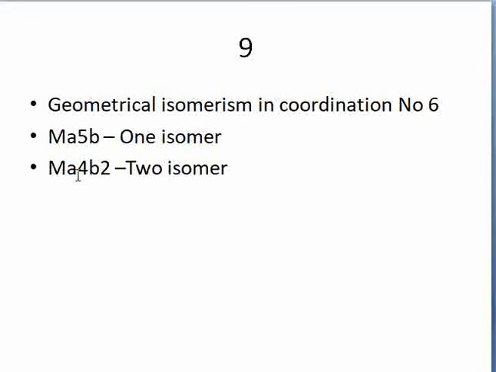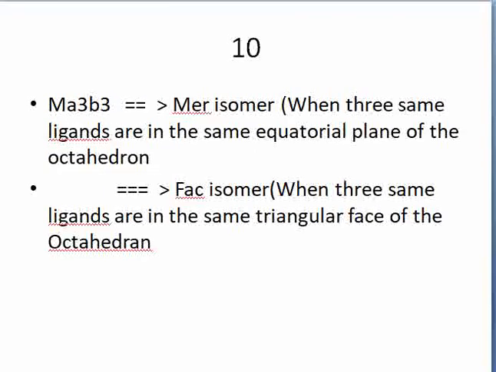Four A types, one type of isomer, one type of ligands, and two other types of ligands will give two isomers. We can expect questions based on this. Now, this part is very important. We can expect questions based on this.